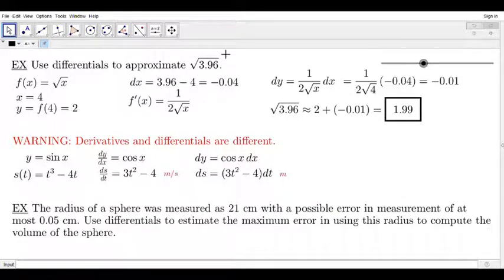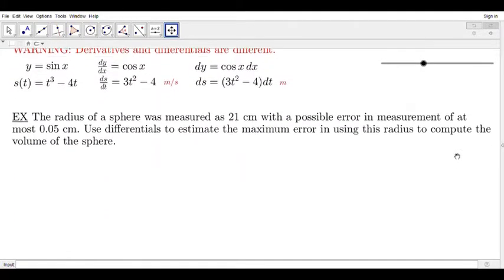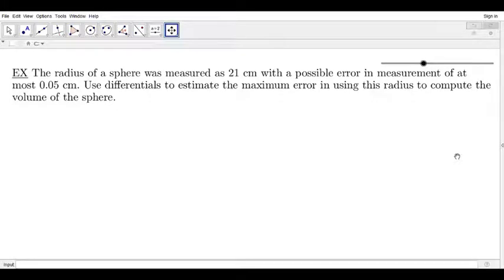Next example. The radius of a sphere was measured as 21 centimeters, with a possible error in measurement of at most 0.05 centimeters. Use differentials to estimate the maximum error in using this radius to compute the volume of the sphere. Now, our measurements are only as good as our measuring devices. The actual radius could be as low as 20.95 centimeters or as high as 21.05 centimeters. The actual volume could thus deviate from what a radius of 21 would give us.